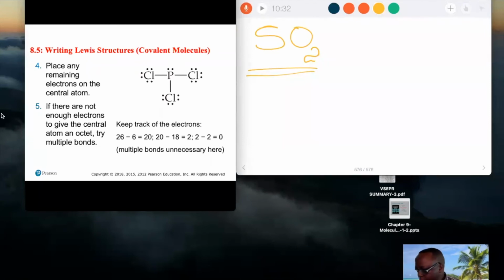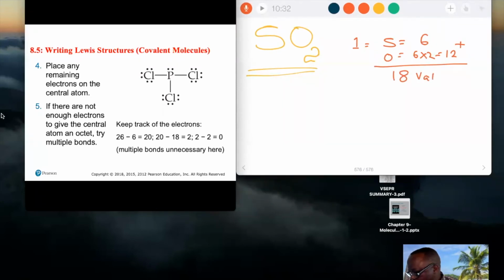So for this, rule number 1, total number of valence electrons is given by sulfur, which is in group 6, and oxygen, which is in group 6, so 6 times 2, and this is 12. I'm finding the total number of valence electrons. So if I add that up, I'll end up with 18 valence electrons. I don't need to work with more than 18. This is the maximum number of electrons I'll have.